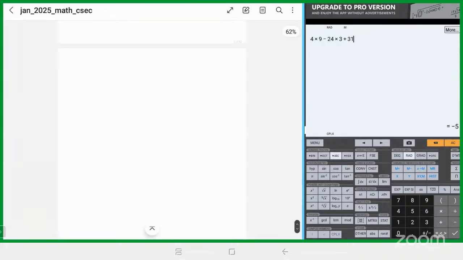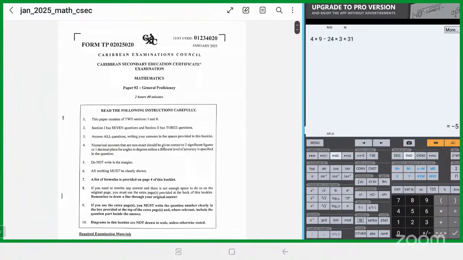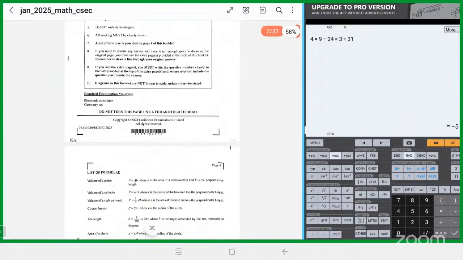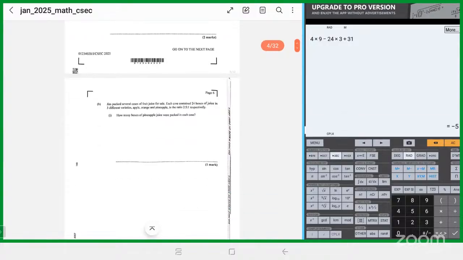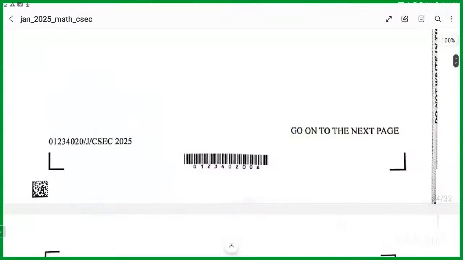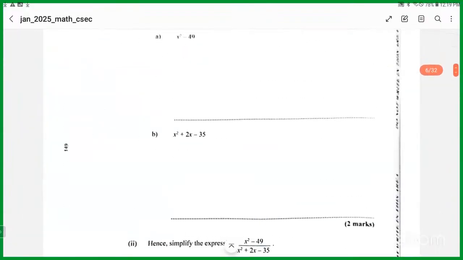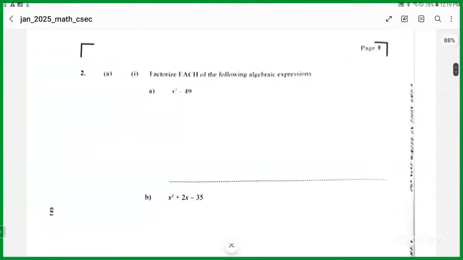Alright, and I gave you a number of questions on this one to do. So I said you have to do some of question 2, not all of it. I don't think I need the calculator now. Question 2, some factorizing and stuff. I'm sure I gave you 2a.